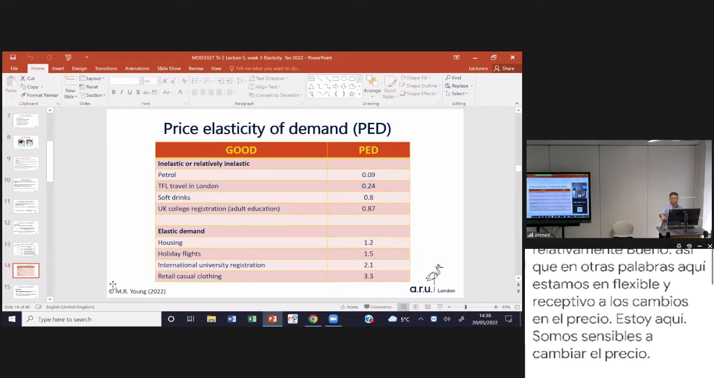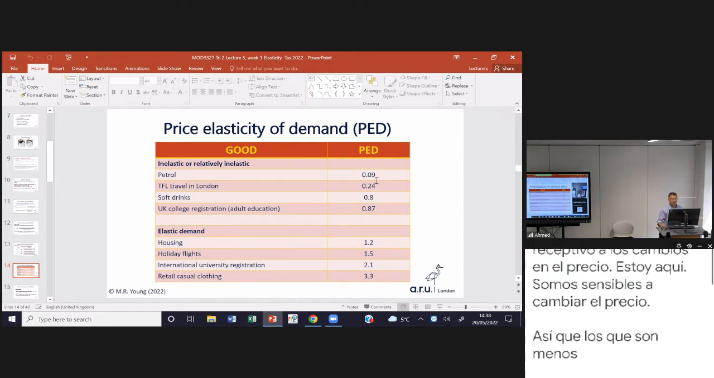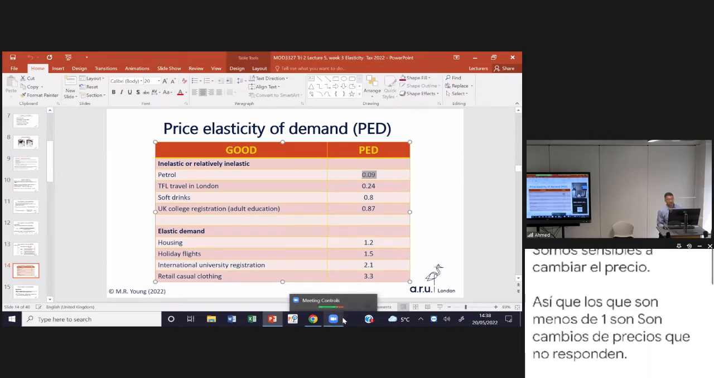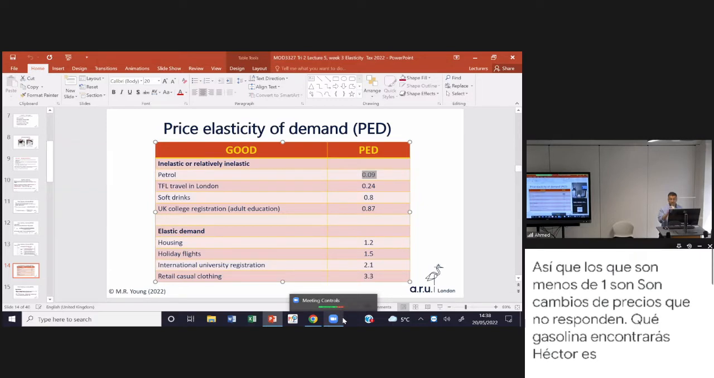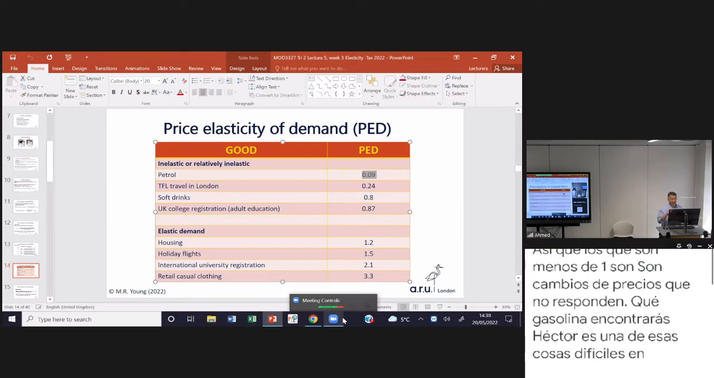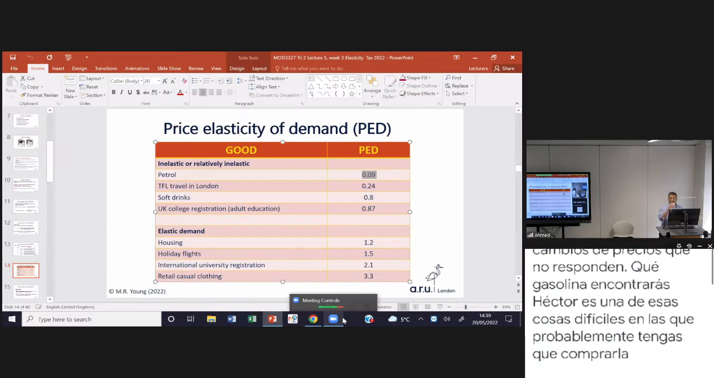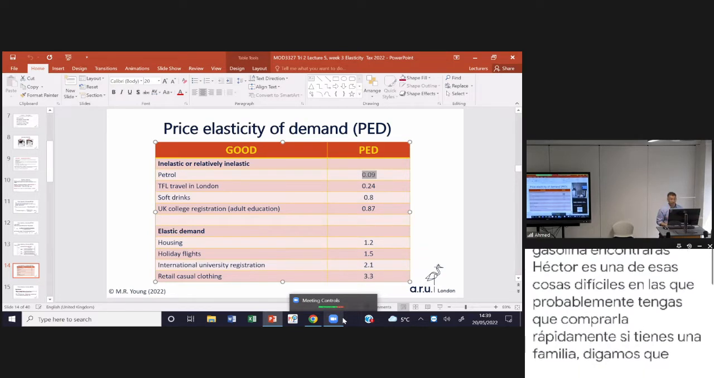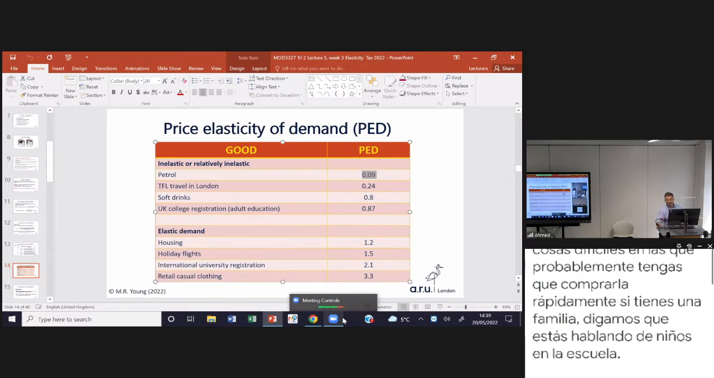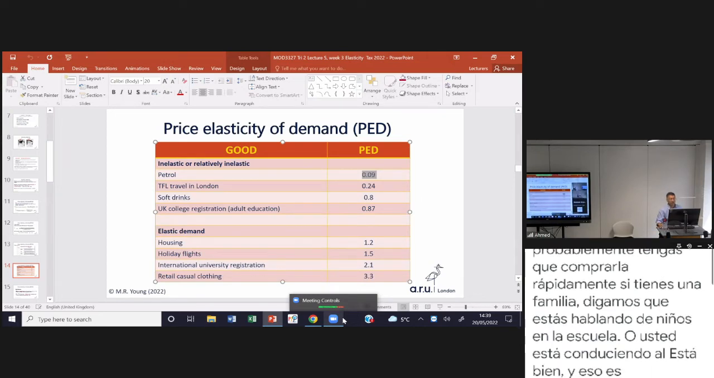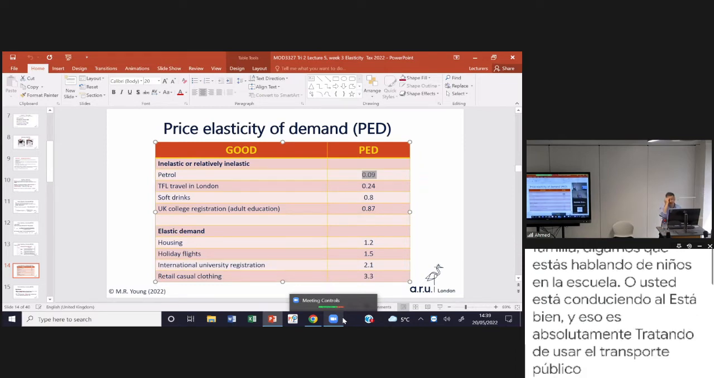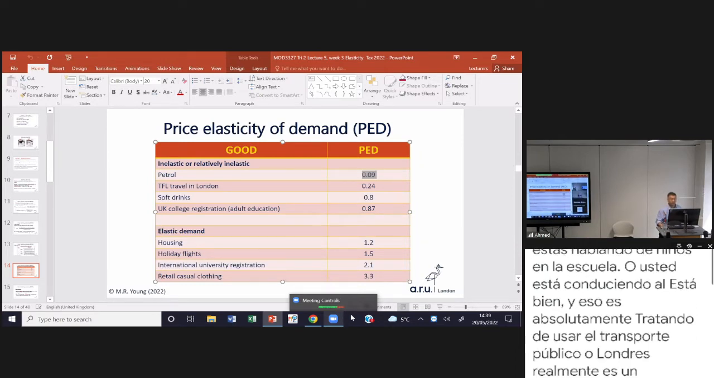Here are some figures. The ones which are less than one are inelastic. They are unresponsive to changes in price, like petrol. Petrol is one of those difficult things where you probably have to buy it, particularly if you have a family, dropping off children at school, or driving to work. Trying to use public transport outside of London is really impossible. One journey can easily take an hour.